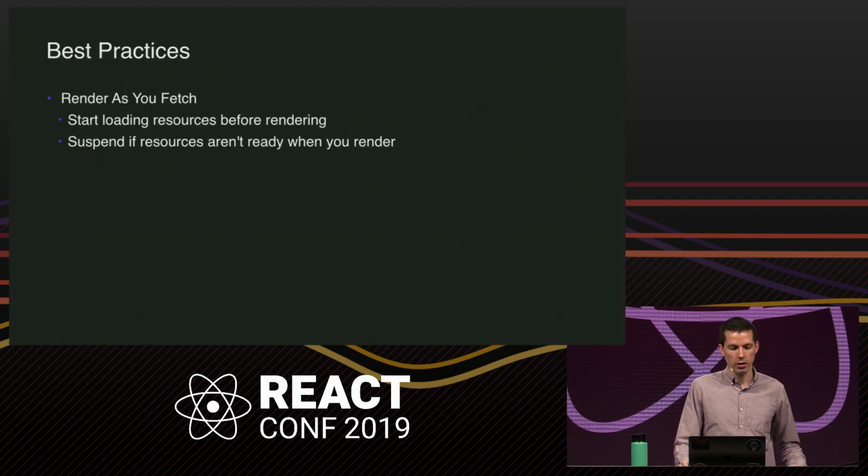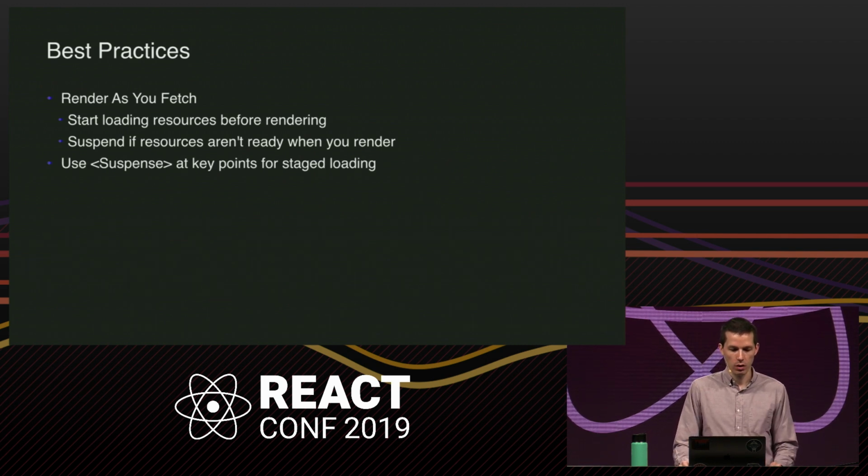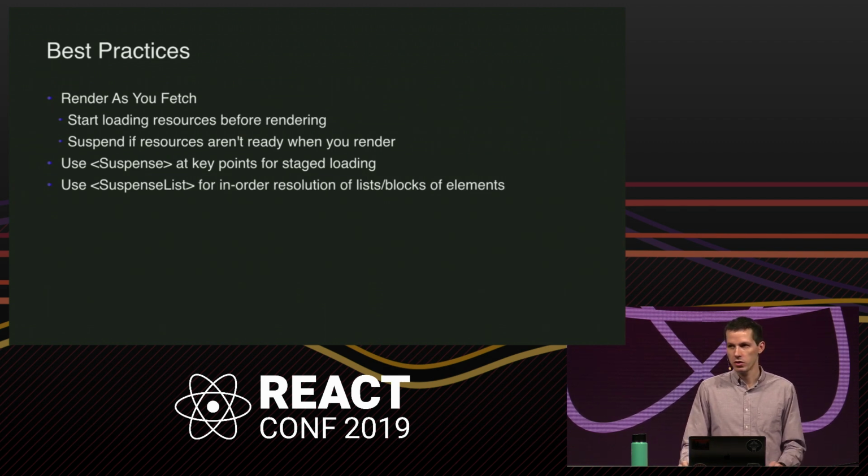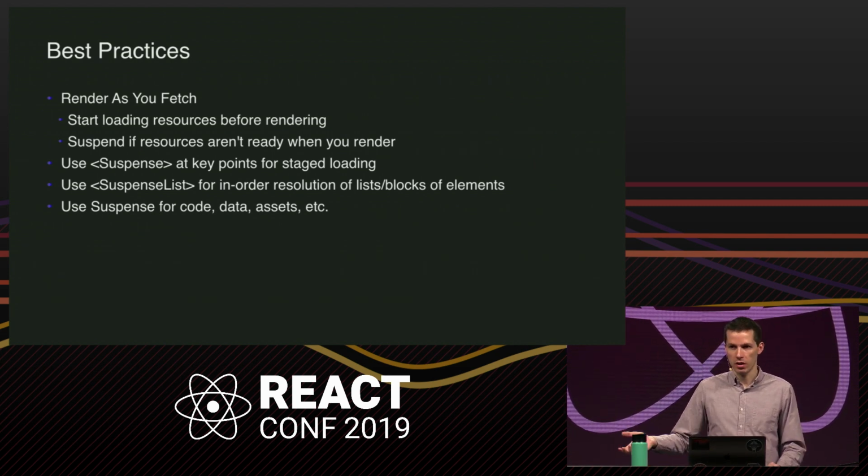So wrapping up, best practices for data fetching with Suspense. The render as you fetch pattern is about starting to load resources before rendering, and then we suspend if they aren't ready yet by the time we do render. We can use Suspense at key points in our application for staged loading. And we can use Suspense list for in-order resolution of lists or blocks of elements. Finally, we can use Suspense not just for code, not just for data, but for assets, things like images or any other content that you need to download asynchronously to render your UI.